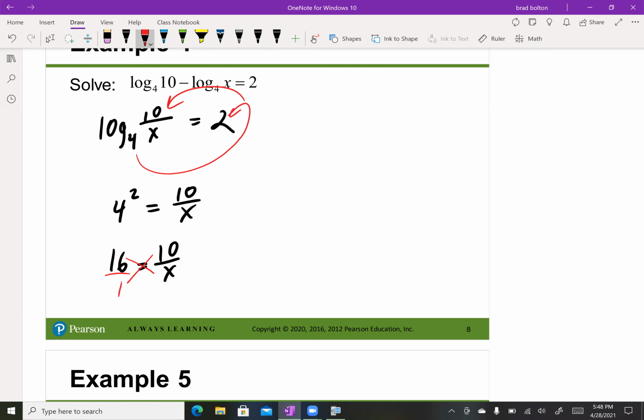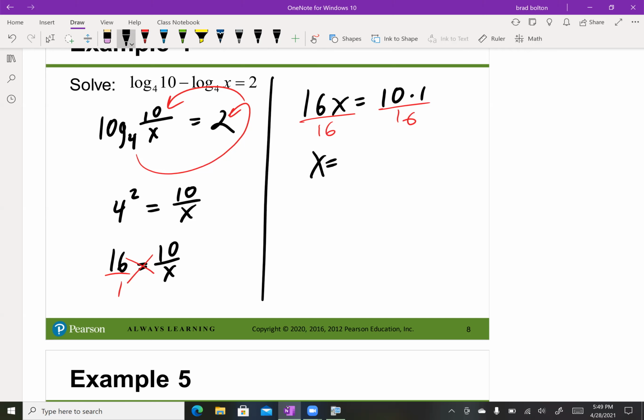16 times x has to equal 10 times 1. So let's do that. 16 times x has to equal 10 times 1. So then divide both sides by 16. So then we have x equals 10 over 16, which we know is 5 over 8.